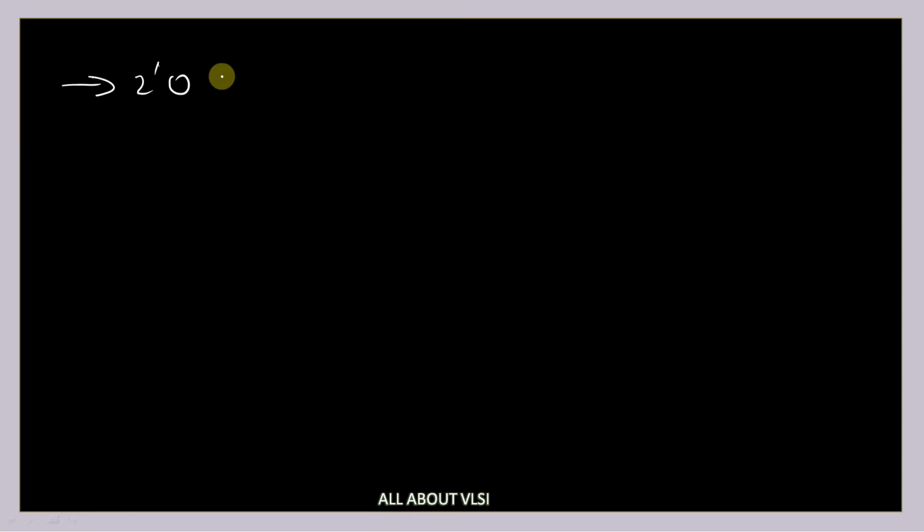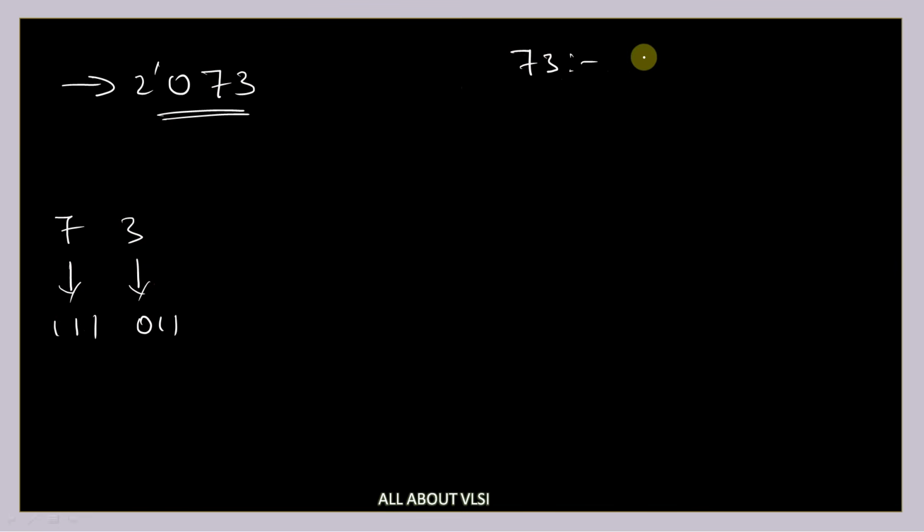But if you are writing 2'o73, let us convert this into binary first. 73 octal is 111 followed by 011. This is the binary equivalent. If you are writing 2'o73, then also you are not going to get any compilation error. Okay, because I have got this answer in the chat box. So for 2'o73, you are not going to get any compilation error for this number also.